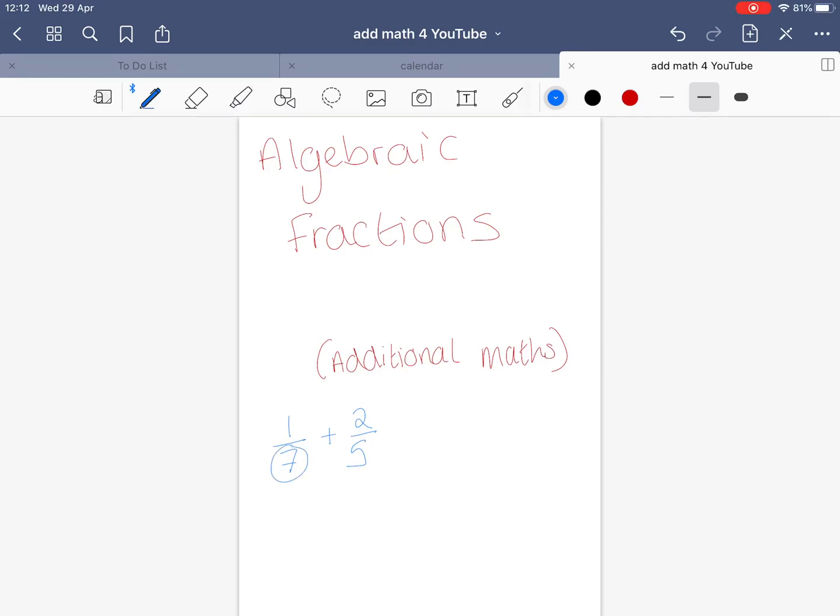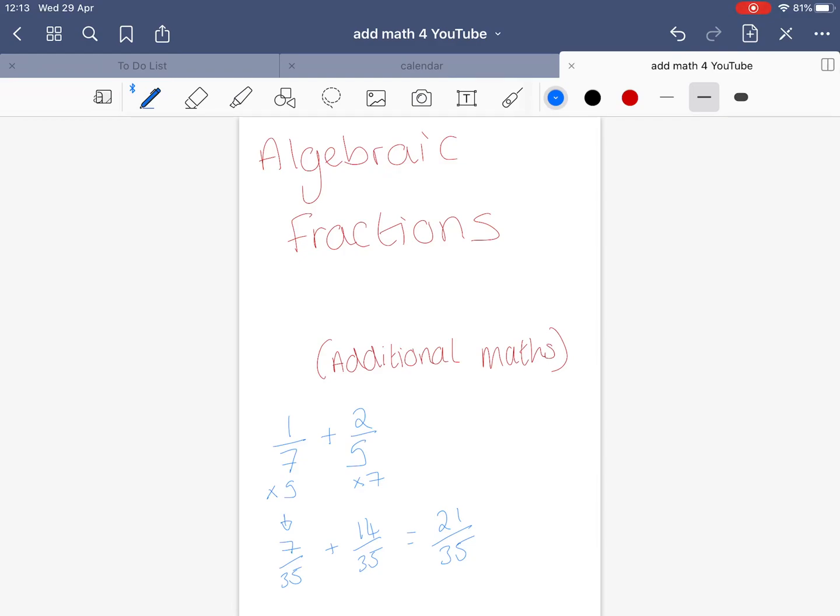can only add fractions if the denominators are the same. So at the moment they're not, so in order to complete this question I would have to multiply this first fraction by 5 and multiply the second fraction by 7 in order for the denominators to be the same. So this fraction would turn into 7/35 and this one turn into 14/35. And then you can add them like normal, so 7 add 14 is 21/35.